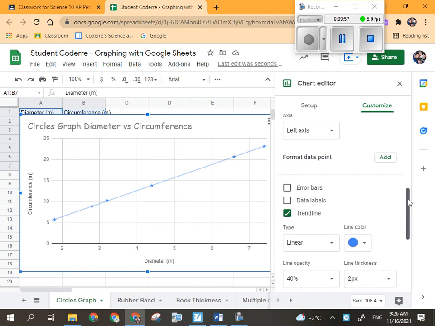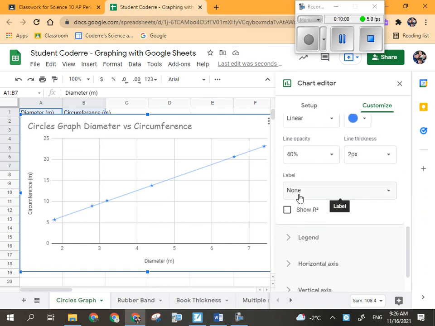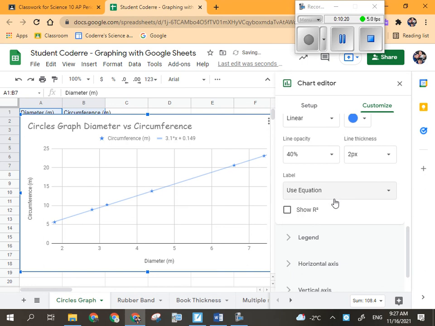Then I want to go a little bit further down to where it says label. The default is none. I want to click on that and put in use equation. This is the other nice thing. Google Sheets will spit out y equals m times x plus b for this graph for you. You won't have to figure it out. As soon as I click use equation, I get up here this little equation. So what they have done is they have said that y equals 3.1 times x plus 0.149. So this is m times x plus b. It does all the calculating for me.